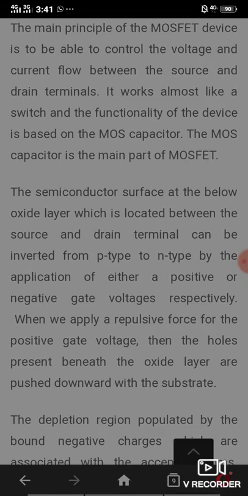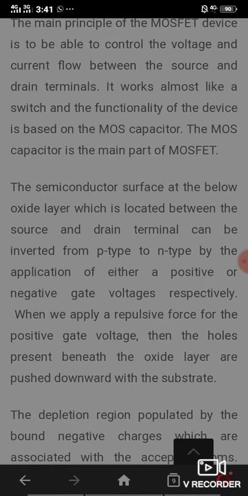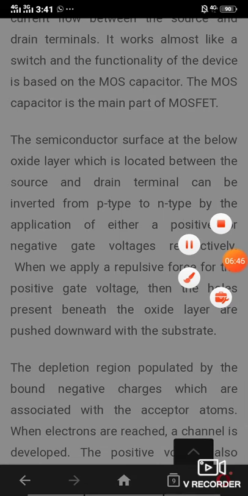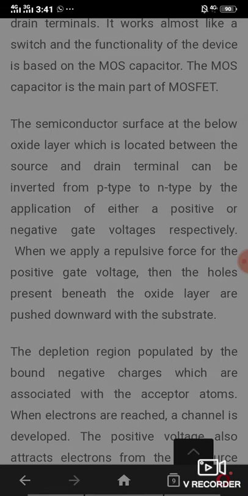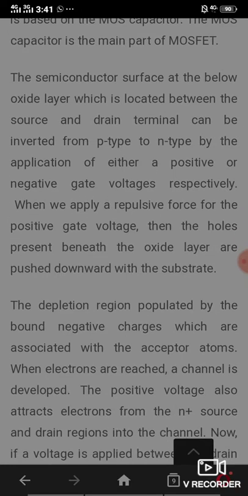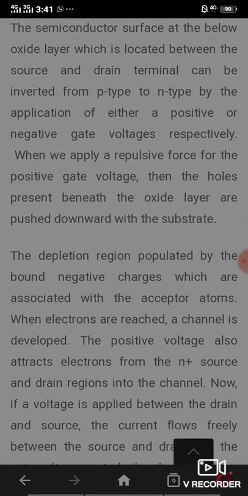The semiconductor surface below the oxide layer, which is located between source and drain terminal, can be inverted from p-type to n-type by application of either a positive or negative gate voltage respectively. When we apply the repulsive force of the positive gate voltage, then the holes present beneath the oxide layer are pushed downward into the substrate. The depletion region is populated by the bound negative charge, which is associated with the acceptor atoms. When electrons are reached, a channel is developed.